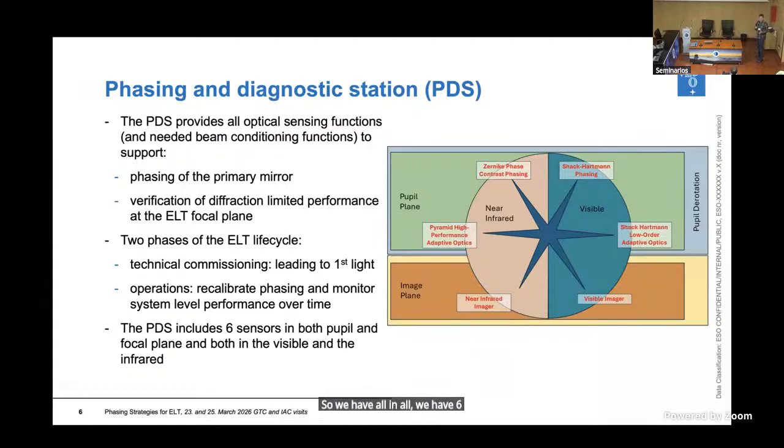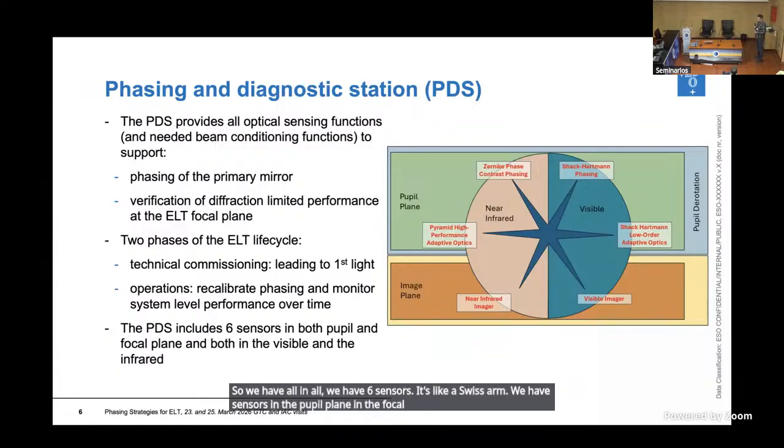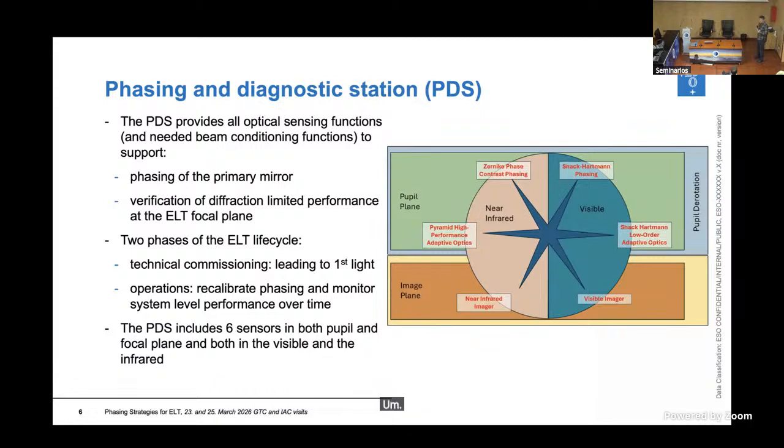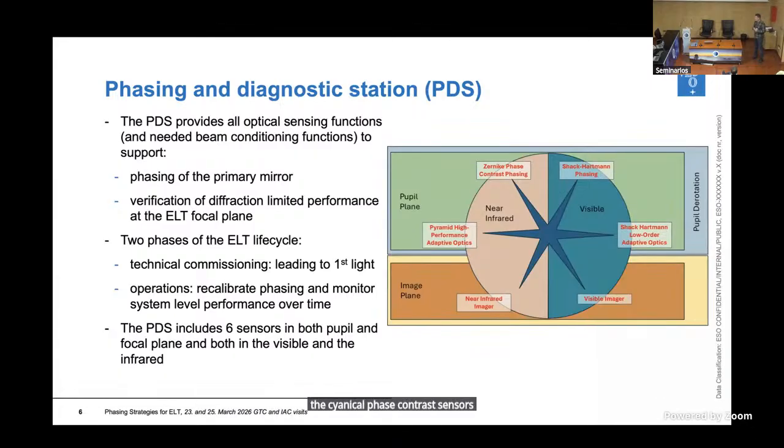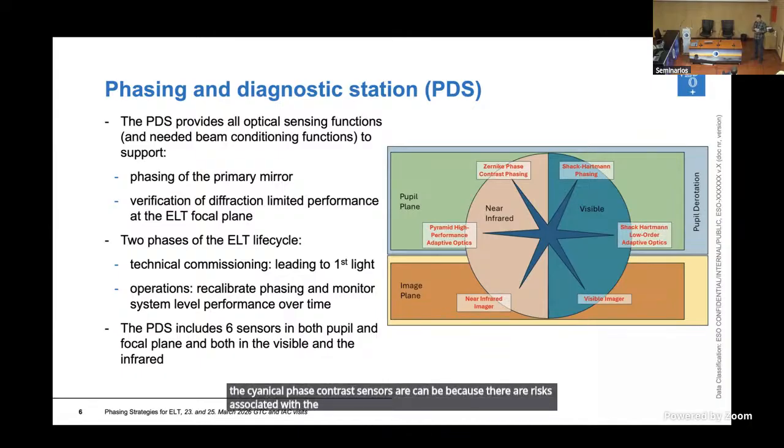It's like a Swiss Army knife. We have sensors in the pupil plane, in the focal plane, in the visible and in the near infrared and infrared. We have 2 phasing sensors. One is the Shack-Hartmann phasing sensor I'll show in a second. The phase contrast sensor is our plan B, because there are risks associated with the Shack-Hartmann sensor in terms of registration, pupil motion, and so on and so forth. All the things we're discussing right now with you.